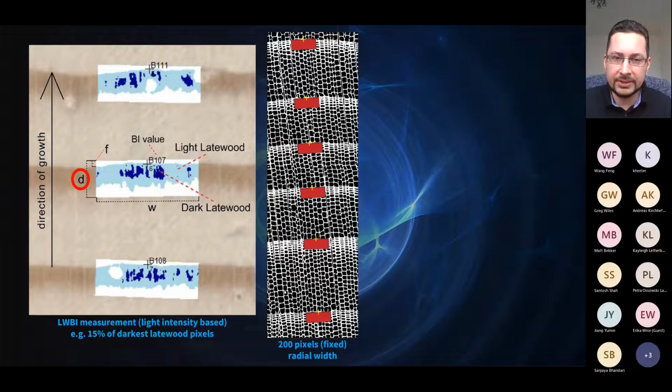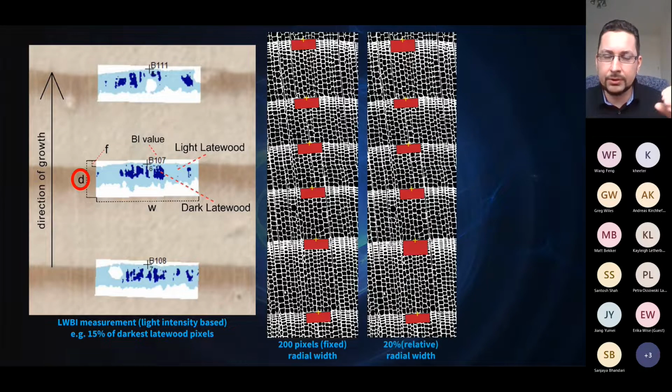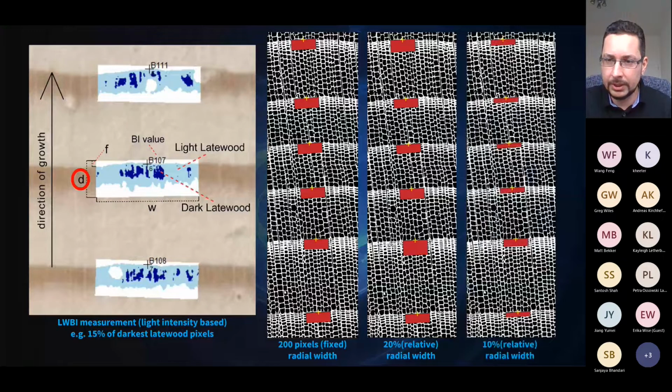We could, for example, use a fixed radial width value, for example 200 pixels. Every ring has the same radial width for the window that we're using to measure. Or we could have a relative width of the window, in relation to the full size of a particular ring, for example 20% of the ring radial width. Ideally we would like to have the smallest possible window, so that we're able to capture this area of highest density. So just keep that in mind as we move forward.